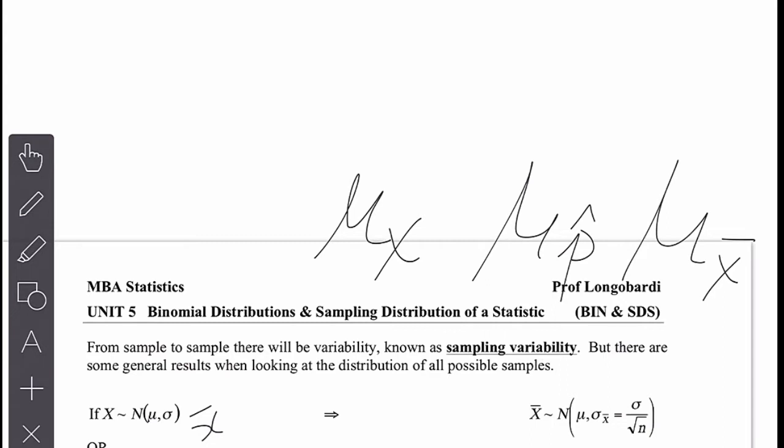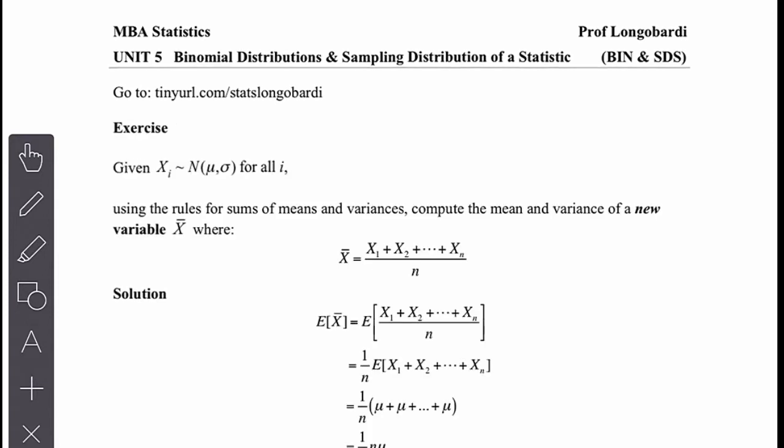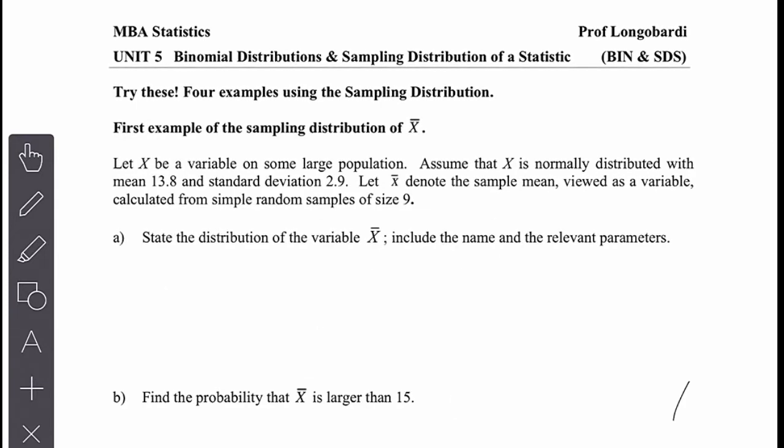Let's just apply that result. I have the formulas here. Let's apply that result to this problem. Let x be a variable on some large population. Assume x is normally distributed with a mean and a standard deviation. So the variable of interest is known to be normal with a certain mean and standard deviation already specified.